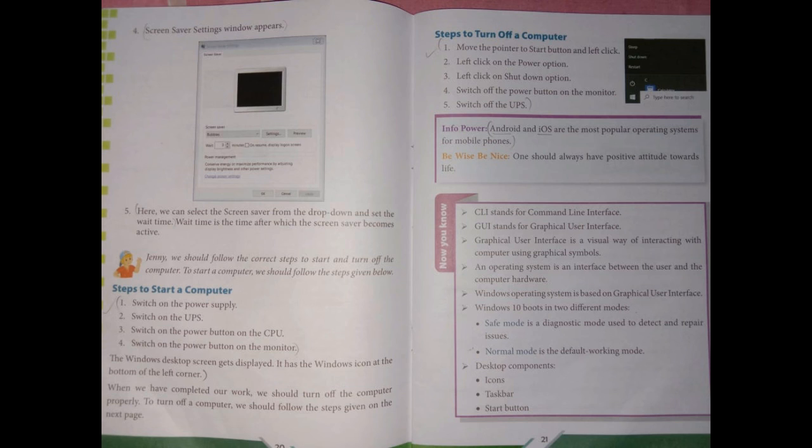We have done all our work. After completing our work, we need to switch off the computer. How to do it? We have to move the pointer to the start button and left click. Left click on the power option. Left click on the shutdown option next. Switch off the power button on the monitor. Then switch off the UPS. After that, you can switch off the power supply.